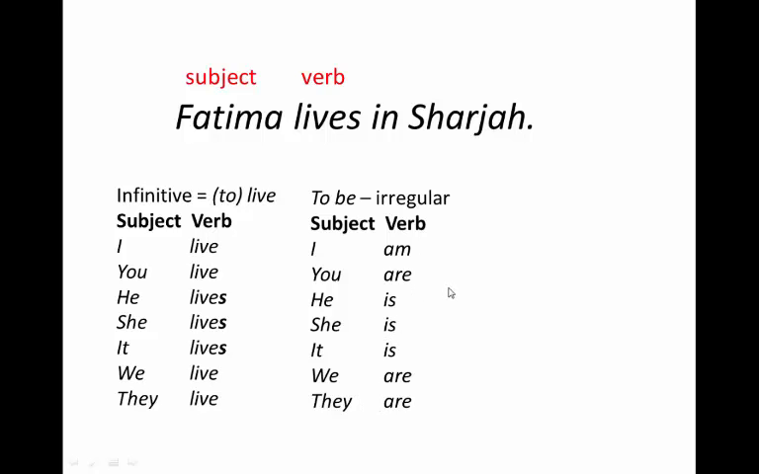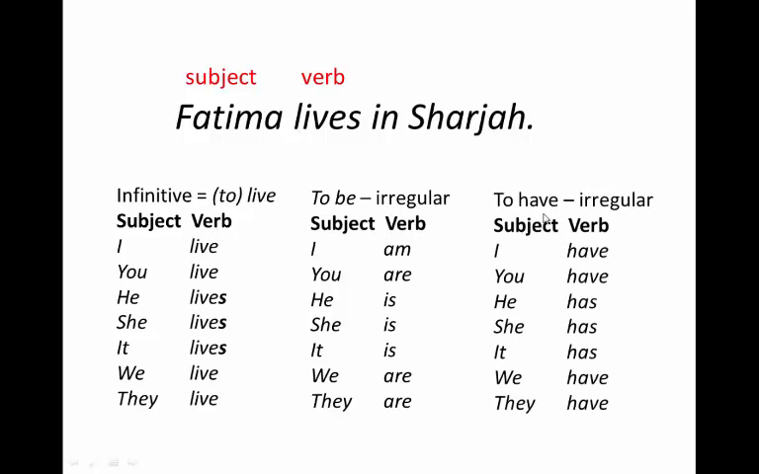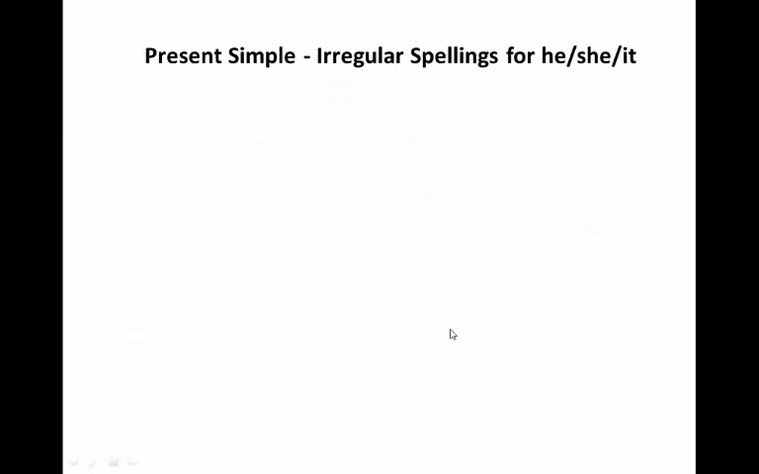One other verb that is a little bit irregular is to have. I have, you have, no problem, but he has, she has, it has, just a little bit different in the he, she, and it. There are some verbs that have irregular spellings, only the spelling is different for he, she, and it.